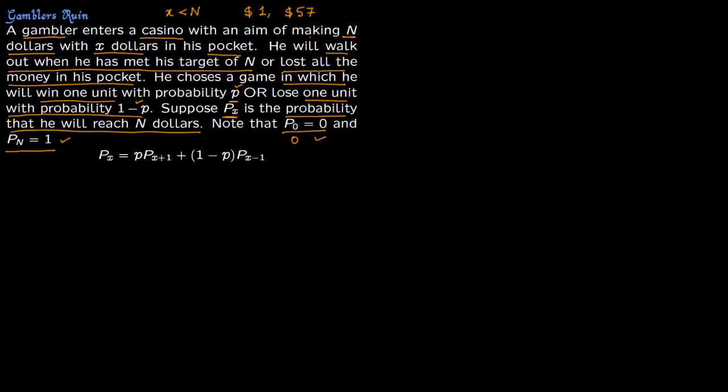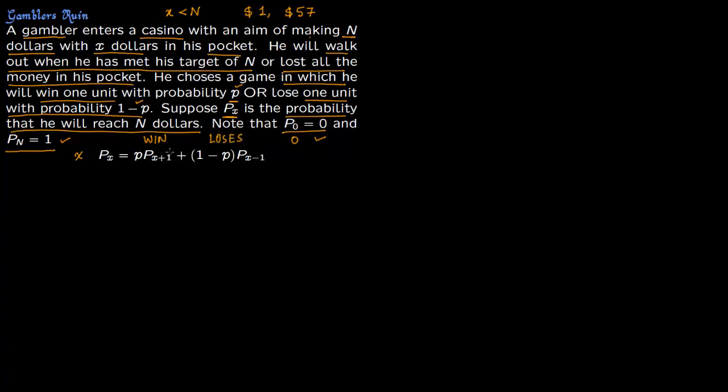So now he is standing at a point where he has X dollars in his pocket. And we want to compute what is the probability that he will reach N dollars. So this is a Markov chain. The past here does not matter. So the first step is that he bets. And there are two possibilities. Either he wins or he loses.